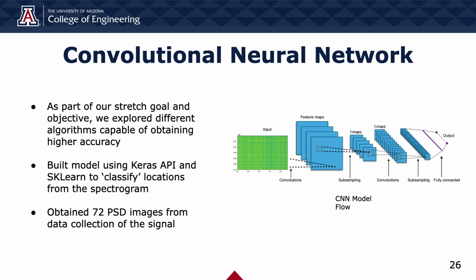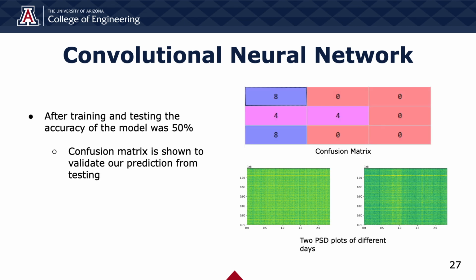Next, we had the CNN results. We obtained 72 PSD, or power spectral density, images to input to this algorithm. However, this algorithm only achieved an accuracy of 50% and the confusion matrix performance was not great.